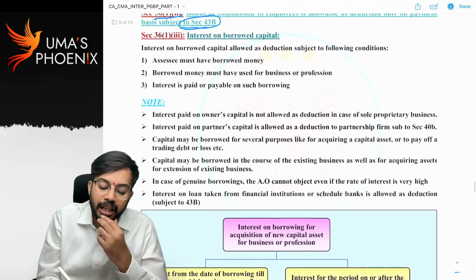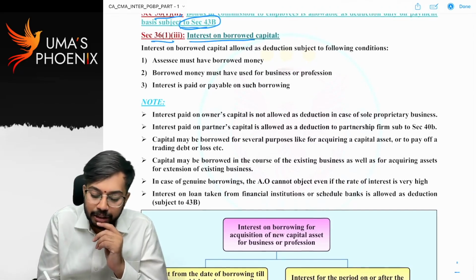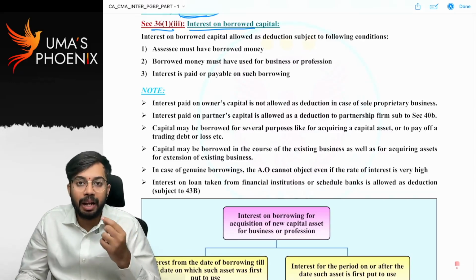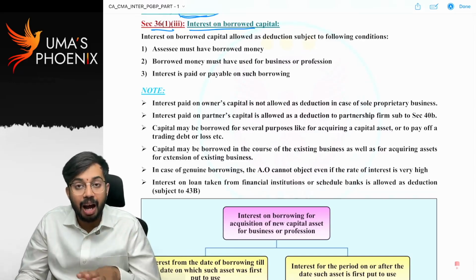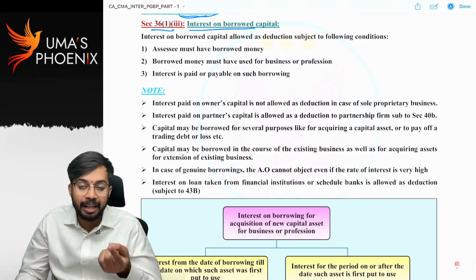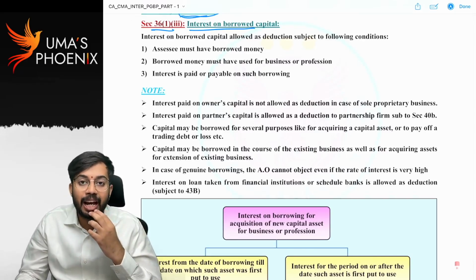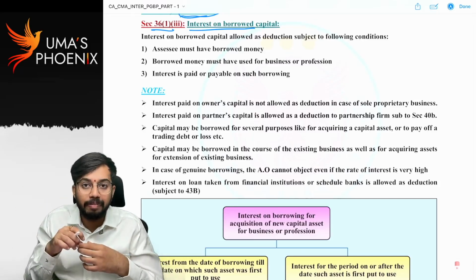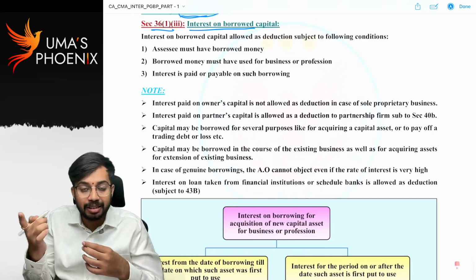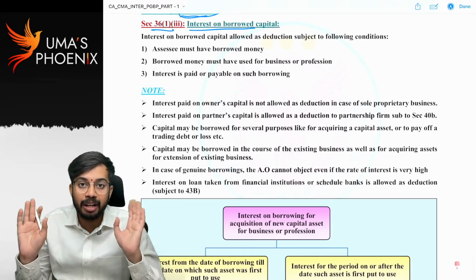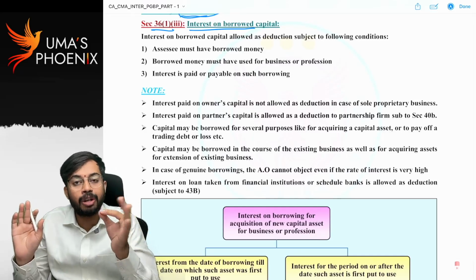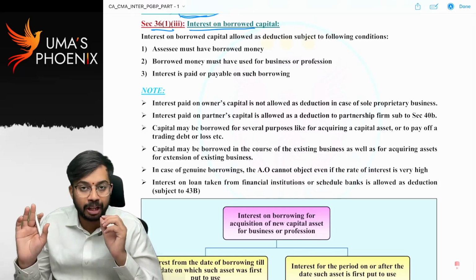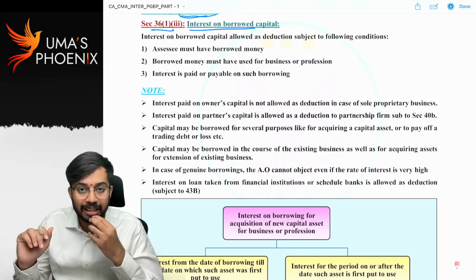Next. Section 36(1) clause 3, interest on borrowed capital. Whenever I borrow money for the purpose of business and pay interest on the borrowed money, such interest expenditure is allowed as deduction under the head PGBP. For my personal purpose I borrowed money, and on that borrowed money I paid interest. That interest is not allowed as expenditure under the PGBP head. That means if you want to claim interest as deduction, borrowing should be related to the business or profession. Then only interest expenditure is allowed as deduction.